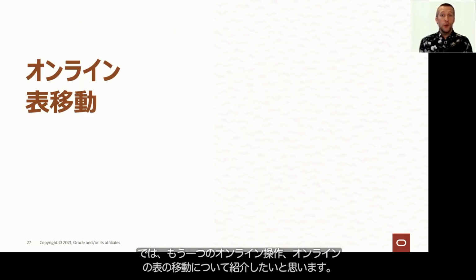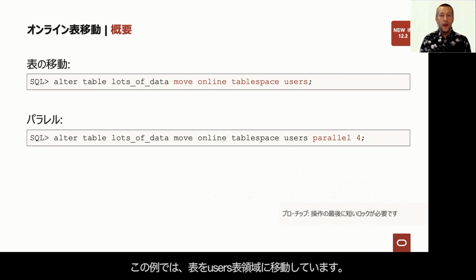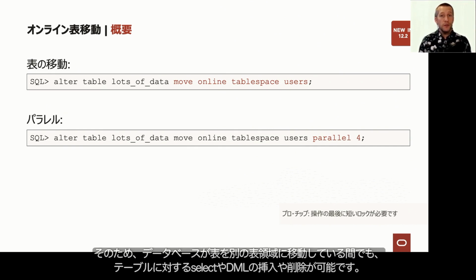Now I'd like to show you another online operation, Online Table Move. This was introduced in 12.2, and it also requires, like the other online operation, that you have Enterprise Edition. In this example, I'm moving a table online into the users tablespace. It is an online operation, so you can still do selects on the table, and you can even do DML, insert and delete on the table, while the database is moving it to another tablespace.